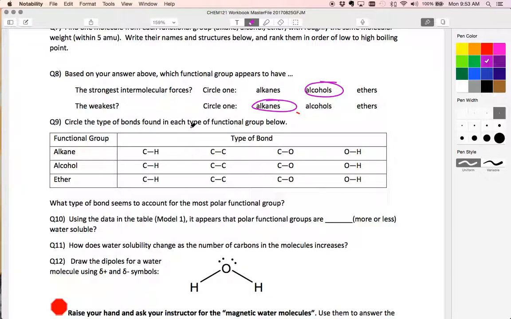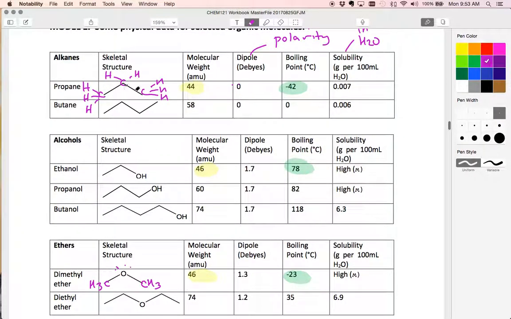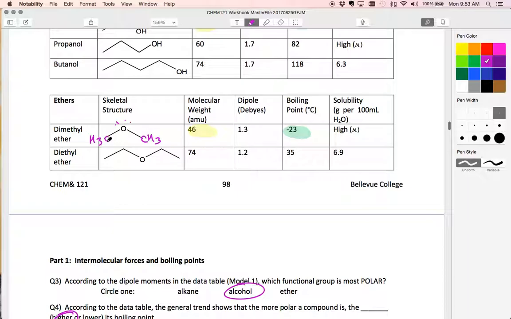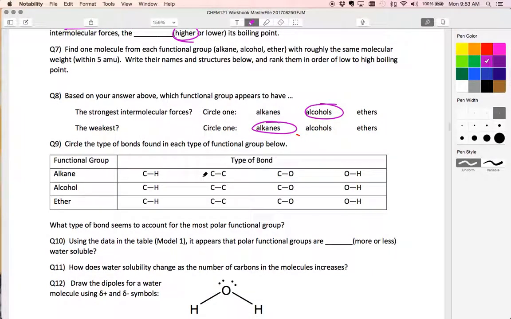Circle the types of bonds that you see. Well, we went through what those structures mean. These are the skeletal forms of these structures. So I know alkanes have C-C bonds and C-H bonds. Alcohols have the same, but also an O-H bond and a C-O bond right here, because that's a C right there. And then we also have C-O bonds and C-H bonds in these ethers. So just to go back, you can go back and forth and refer to them, but alcohols have all of these types, ethers have these types.